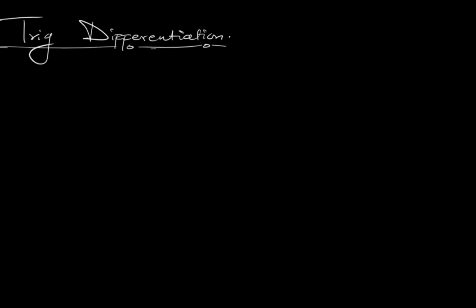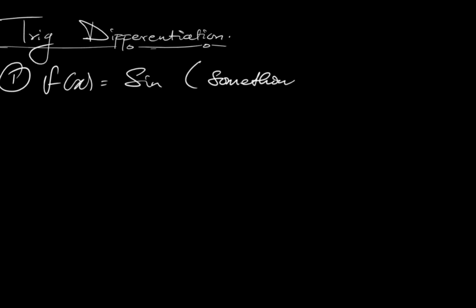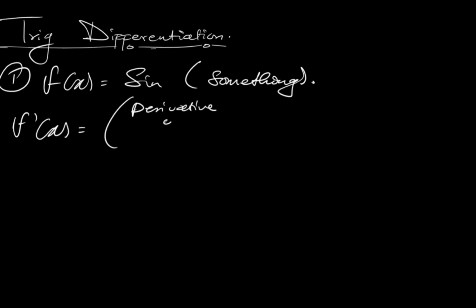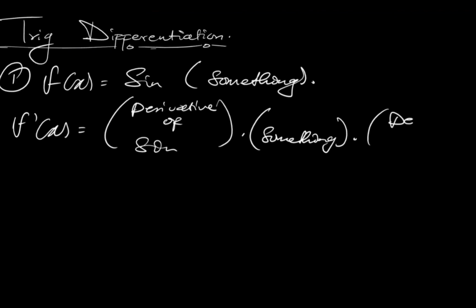Alright, let's get to it. We'll start with the first one, which will be sine. Suppose you've been given a function f of x equal to sine of something. The derivative, f prime of x, will be the derivative of sine times something, then again times the derivative of something.